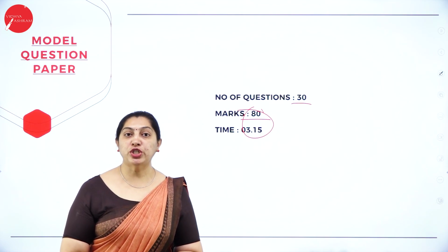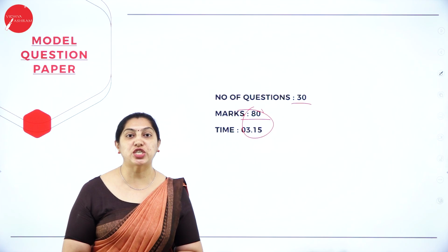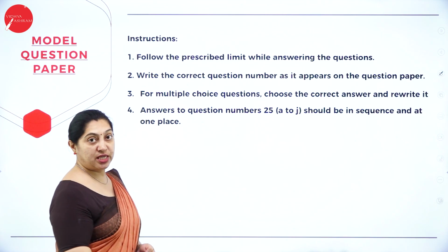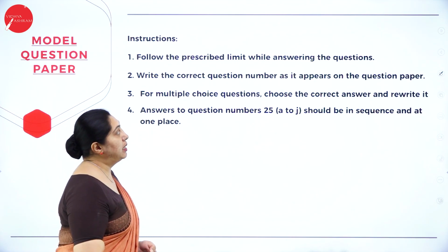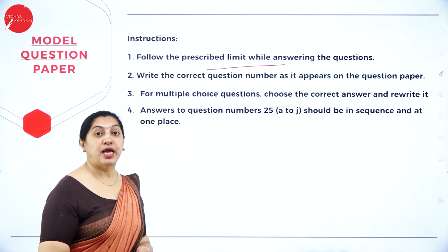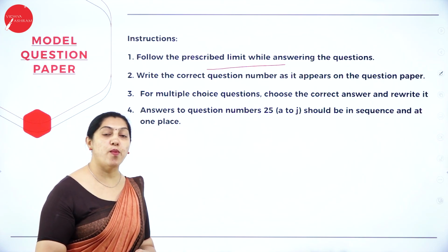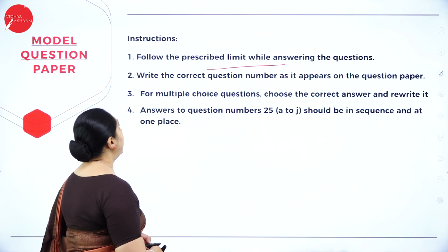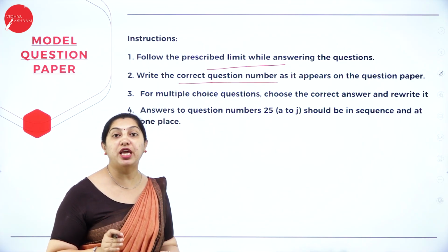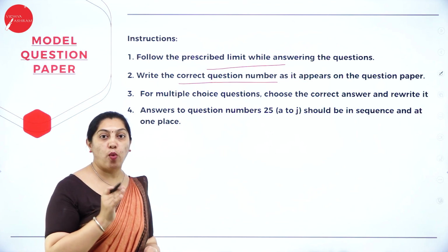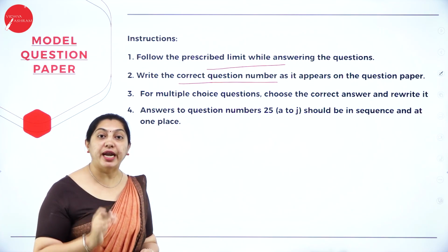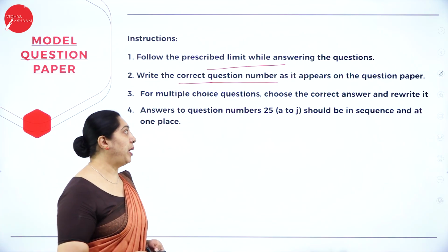Next, before moving on to the question paper, let's see the instructions given in the question paper, which many students don't read. So the instructions are here. Follow the prescribed limit while answering the questions. So the prescribed word limit should and must be followed when you write your 4 marks as well as the 6 marks answers. Next, write the correct question number as it appears on the question paper, which is very important because in English, question number 1 till 30, it's a continuous question number. Make sure that you'll write the correct number as it appears in the question paper.